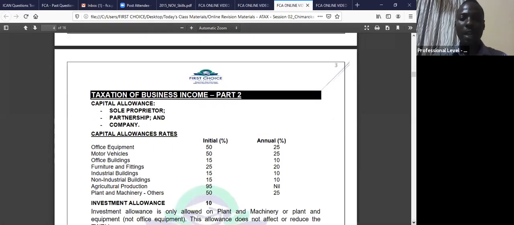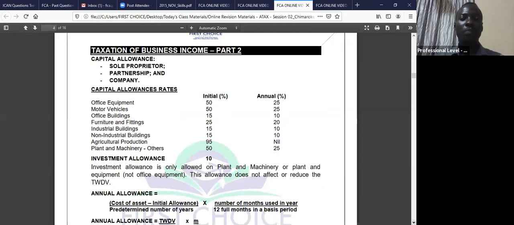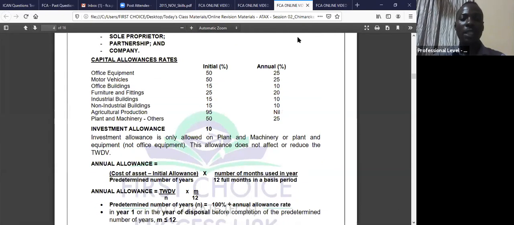Now we want to go into the lecture proper, part 2, which is capital allowances. Capital allowances concern sole proprietorships, partners, and companies. Anybody who is doing business, if you have assets, your assets can qualify for capital allowances if they are qualifying capital expenditure. This is the initial allowance and annual allowance rates which we'll be using for the class. Then we know that investment allowance is 10% on the cost.